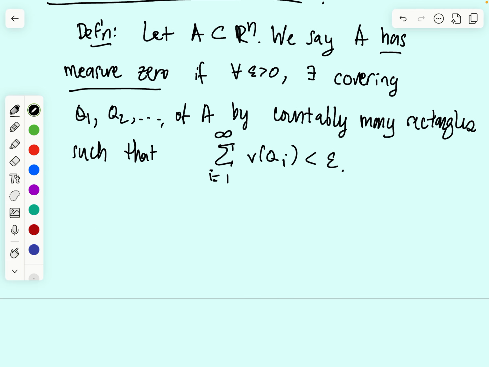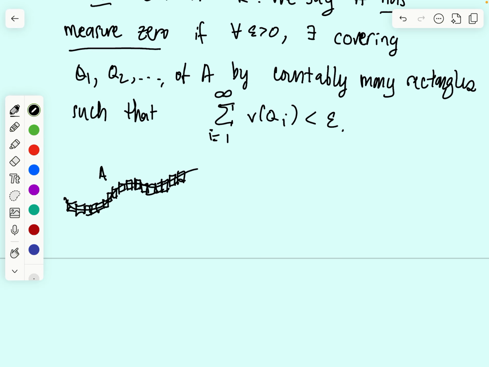So if you can cover up the set with countably many rectangles, so let's say that you have A like this, maybe. For every epsilon, you can cover up A with a countable number of rectangles such that the sum of the volumes of these rectangles, in this case the area, right? You add up the total area of these rectangles, you get less than epsilon. For every epsilon it's possible to do this, then we say that A has measure 0.